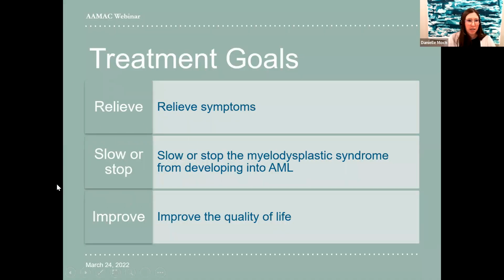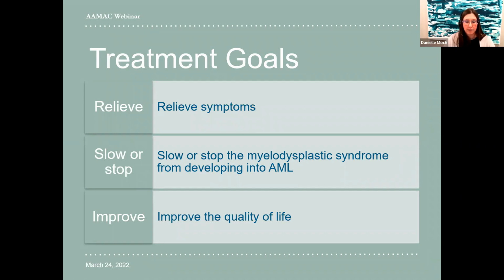So some of the treatment goals for MDS really do depend on a few different factors. So, what are our goals? Are we trying to relieve symptoms? Are we trying to slow or stop the spread from turning into AML? Are we trying to improve quality of life? And often we're trying to do all of these things to really help.